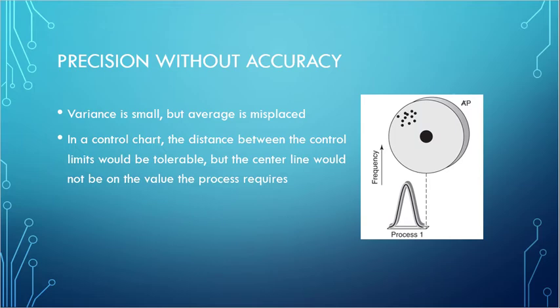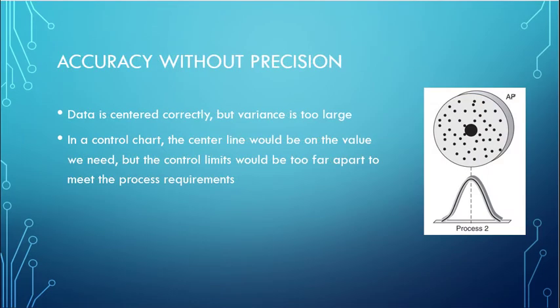If we have precision without accuracy, our points will still be close to each other, but they aren't centered on the center of the target. And in the underlying distribution, that means that our variance continues to be small, but our center is not centered on the target that we were hoping for. If we have accuracy without precision, then our data is centered correctly, but the variance is too large. In our control charts, this means that the center of our data will be centered on the target that we were hoping for, but the variance will be too large, and that means the control limits will be too far apart to meet the requirements of the process.